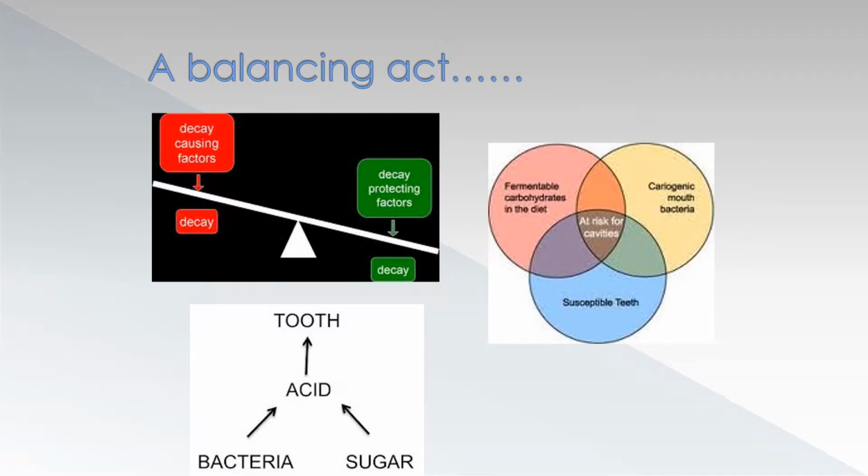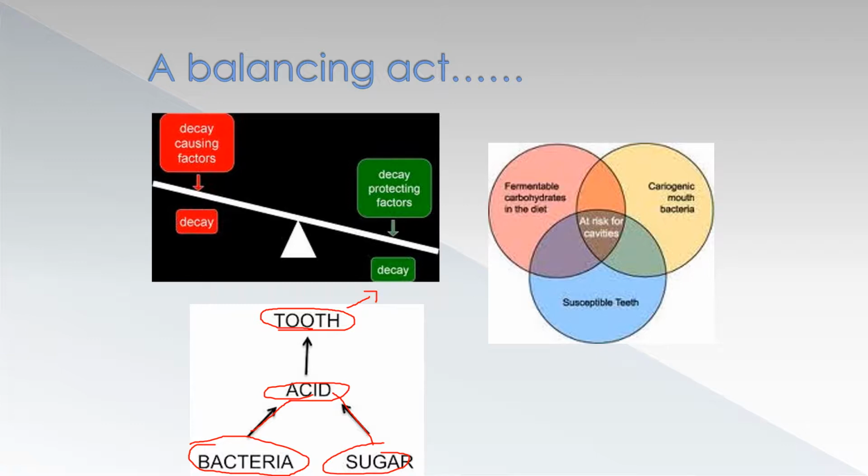So it is a balancing act. As you can see here, if the decay-causing factors are all high, decay is going to be there. But we can also do a bunch of protecting factors and balance it out so that we don't get decay. So we have the bacteria and the sugar, the microorganisms right here, and sugar, and together they will produce acid. Acid starts to destroy the tooth and decay results. I'll just draw a little arrow here to the decay.